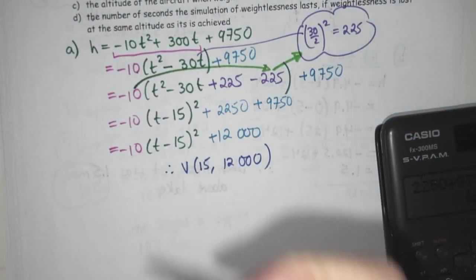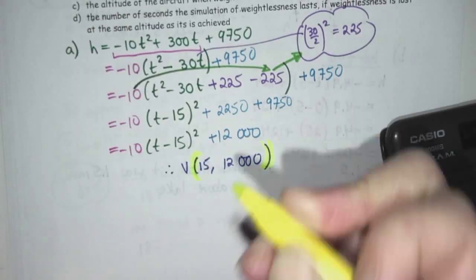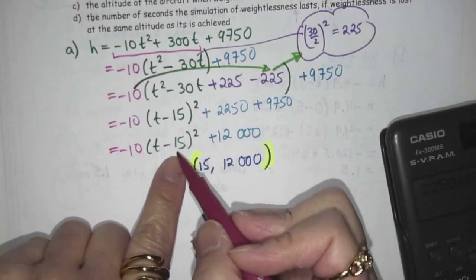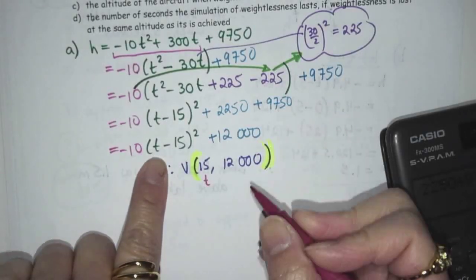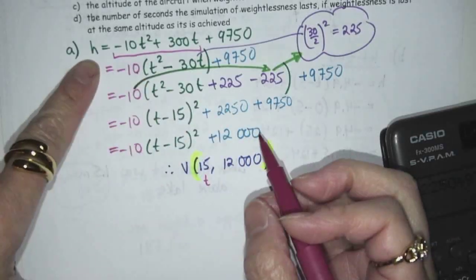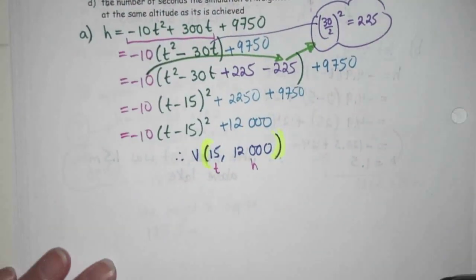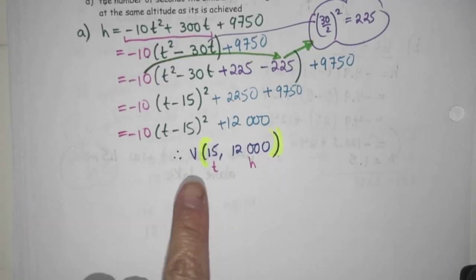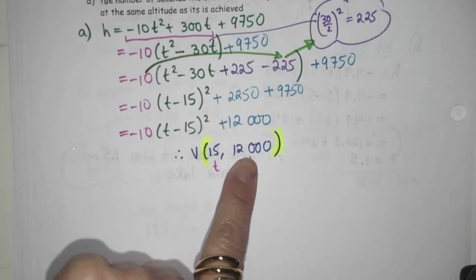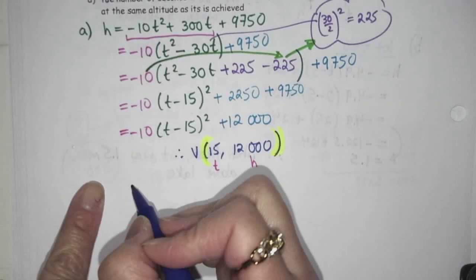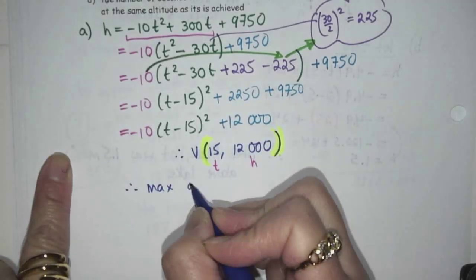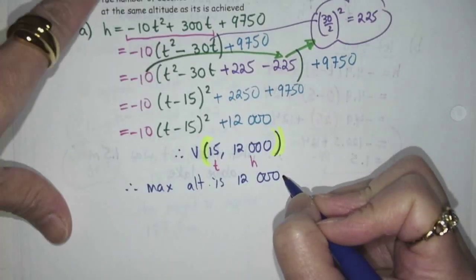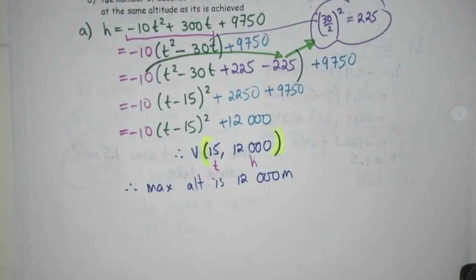For all your vertexes, you have to put the brackets, and you've got to tell what the variable of each one is. So if 15 is with the t, this is t. And the 12,000 is on the outside, which is the h over here, so this is h. And it always works that way. So what's the maximum altitude? That's not time, that's altitude. So you're going to say, therefore, max altitude is 12,000 meters.